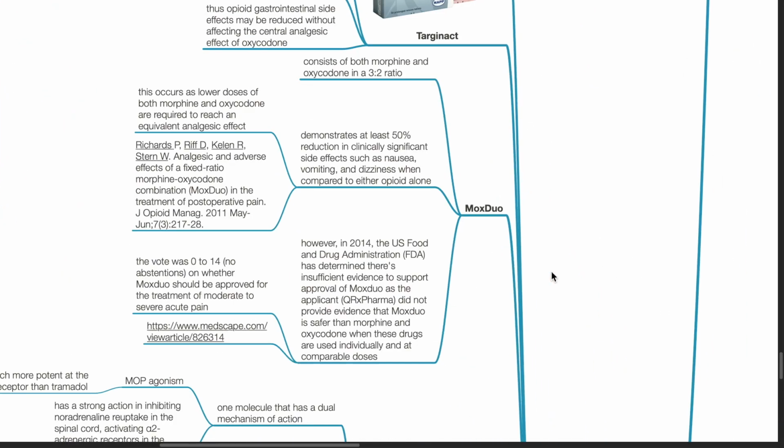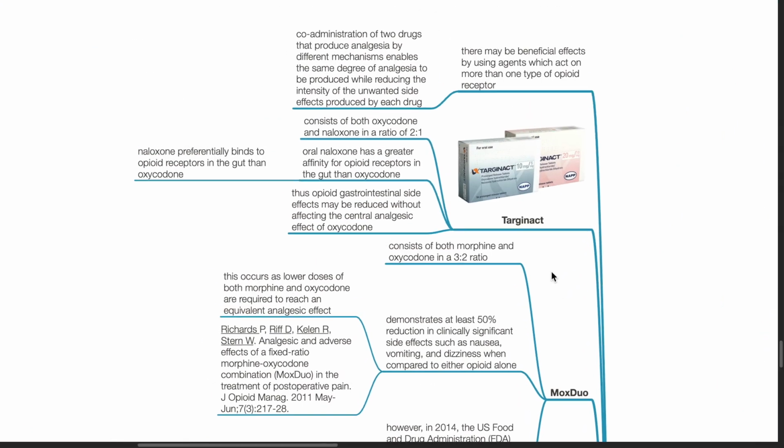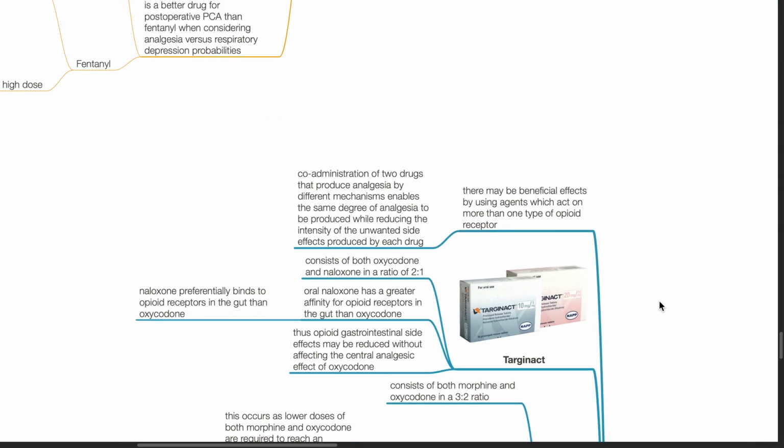Recent developments have focused on producing opioids with an improved side effect profile. There may be beneficial effects by using agents which act on more than one type of opioid receptor. Co-administration of two drugs that produce analgesia by different mechanisms enables the same degree of analgesia to be produced while reducing the intensity of the unwanted side effects produced by each drug.